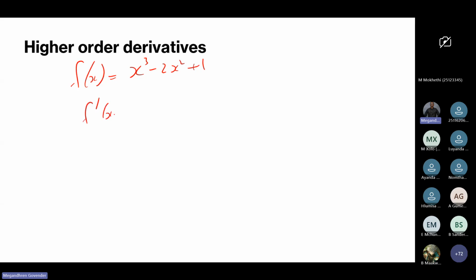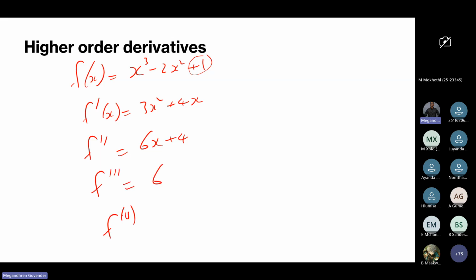Fourth, right? So what is f prime? Let's go with the first derivative. df/dx is 3x squared minus 4x. The derivative of 1 is 0. f double prime is going to be 6x minus 4. f triple prime is going to be 6. And what's the fourth derivative, guys? No, what's the derivative of 6? 0. You see? So as you go higher, in this case, the derivative goes to 0.